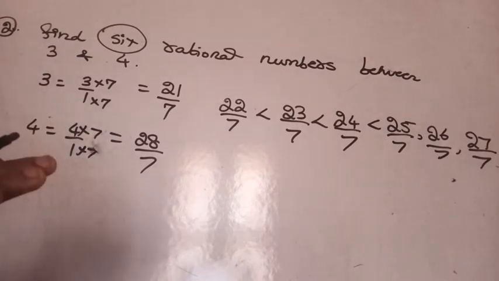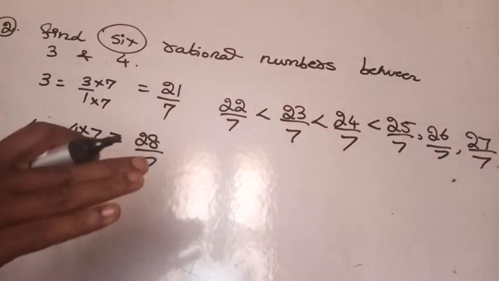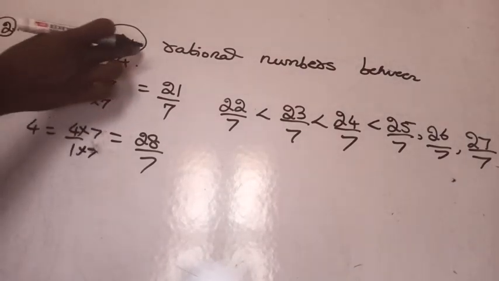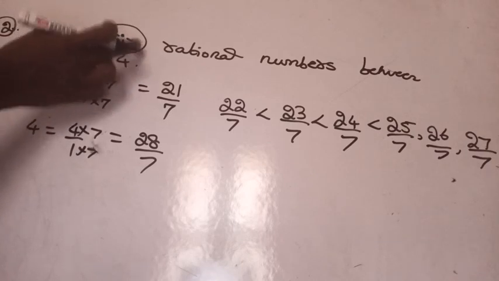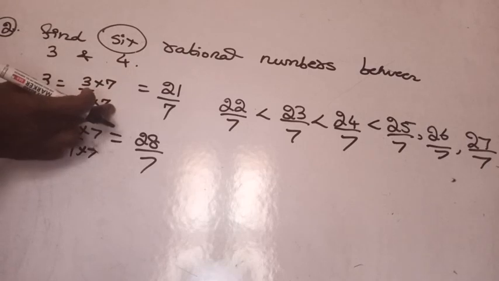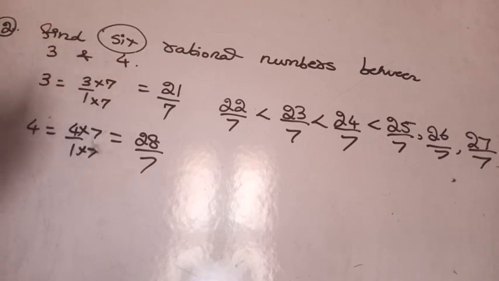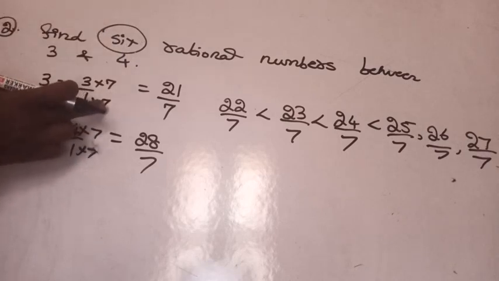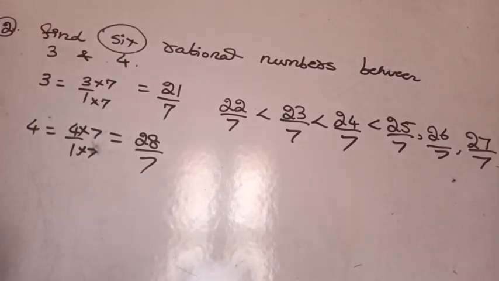So what is the procedure? If it is a whole number, you can directly multiply. If you are finding n rational numbers between two numbers, multiply by n plus 1 in both numerator and denominator. Suppose you are finding 10 rational numbers, multiply by 10 plus 1, which is 11, with the given whole number.